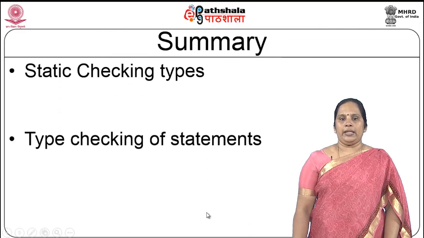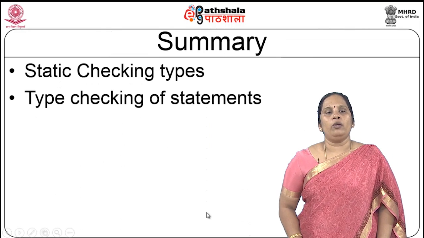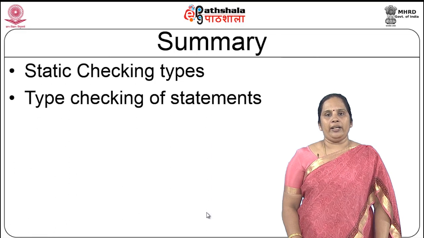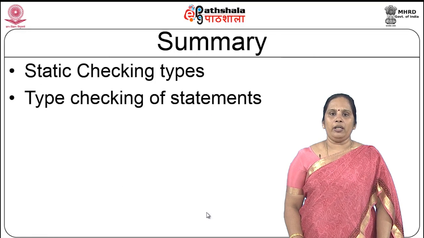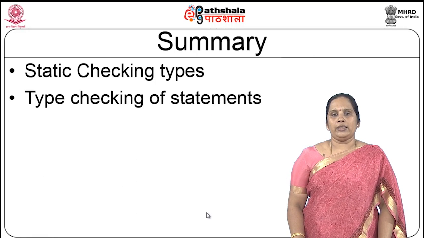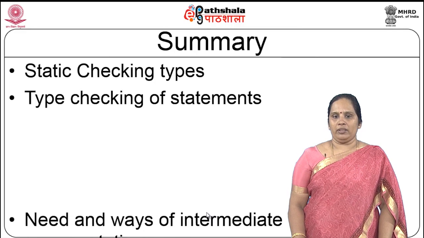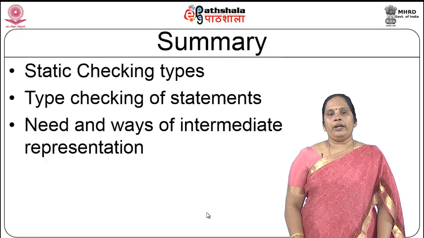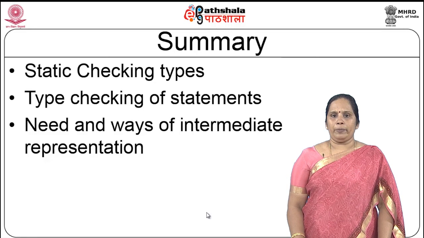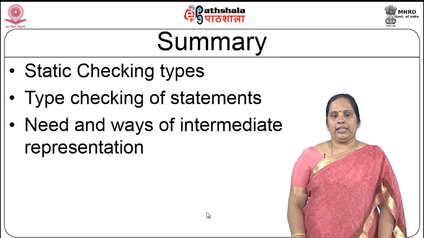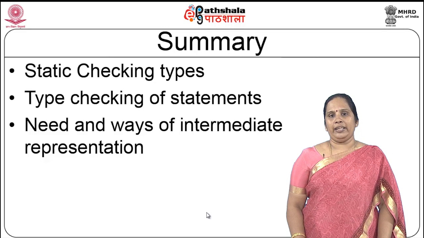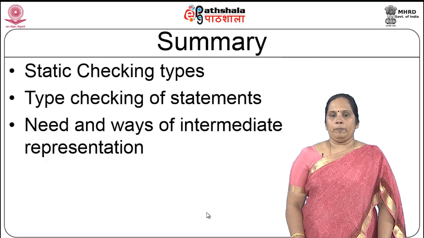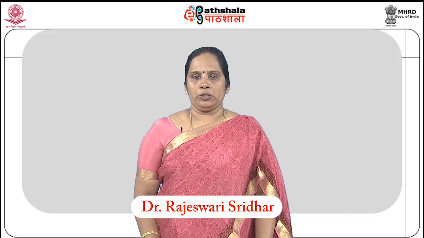So, on summarizing, this particular module looked at some static checking types such as type checking, flow of control checks, uniqueness checks, and name related checks, which are part of the semantic phase of the compiler. This module also introduced the ways of intermediate representation in a compiler, and the ways of representing in terms of syntax tree, DAG, or the 3 address code were introduced in this module.